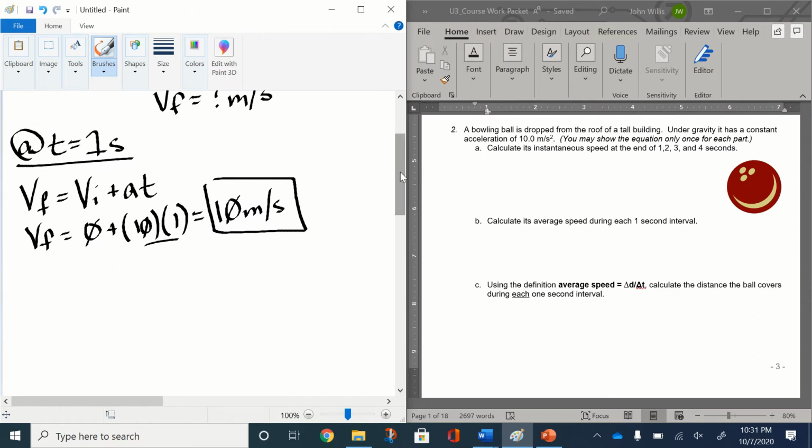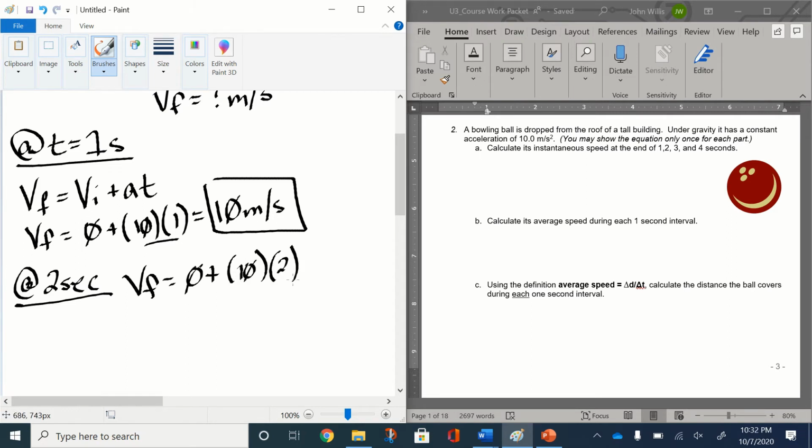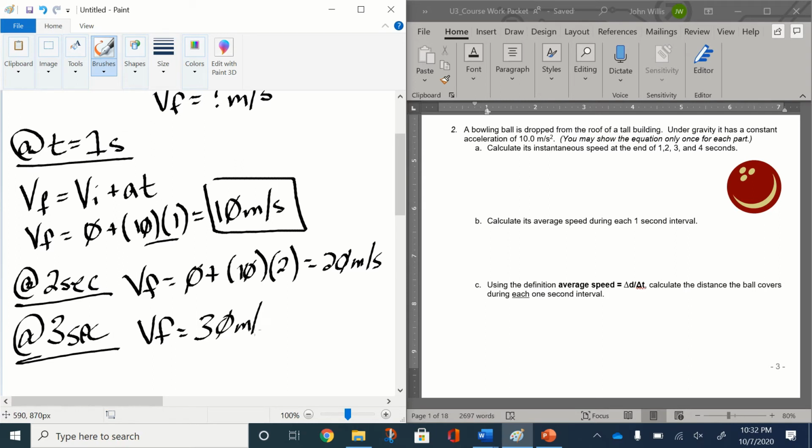We can do the exact same thing at 2 seconds. My velocity is what I'm looking for after 2 seconds. The initial speed, because I'm still dropping it, is still going to be 0. The acceleration is 10 meters per second squared multiplied by 2 seconds, and that's going to give me 20 meters per second. You might notice a pattern, you might notice a trend. At 3 seconds, your final velocity is going to be 30 meters per second, because every single second you are traveling 10 meters per second faster than you had been the second prior to that.